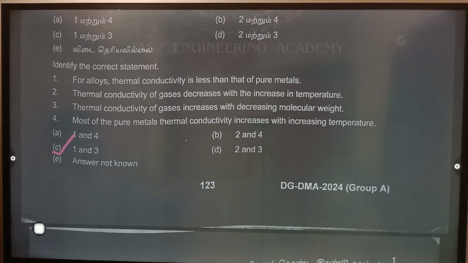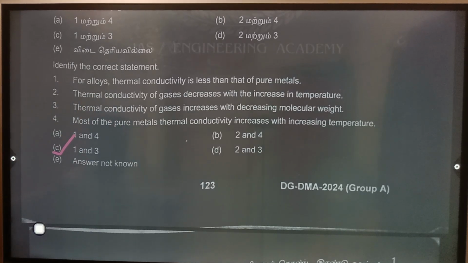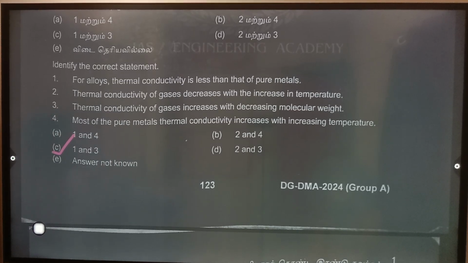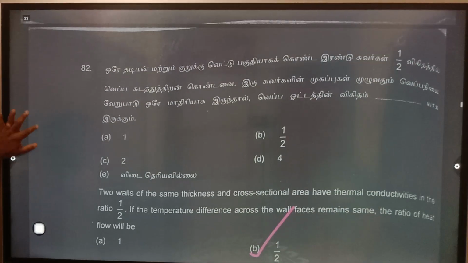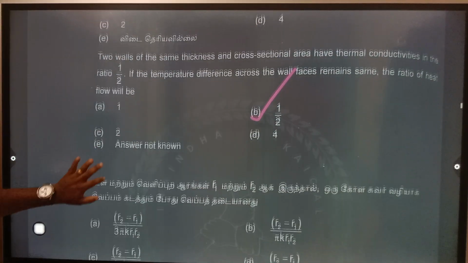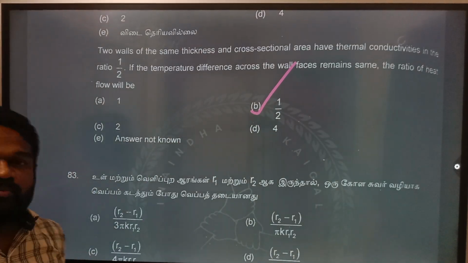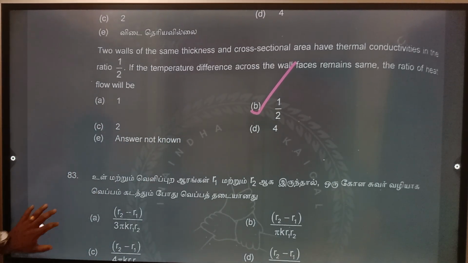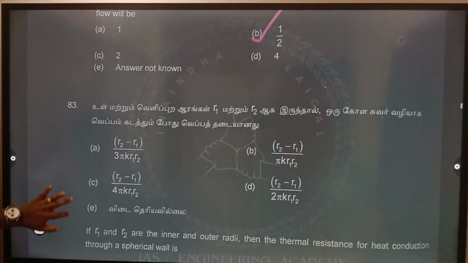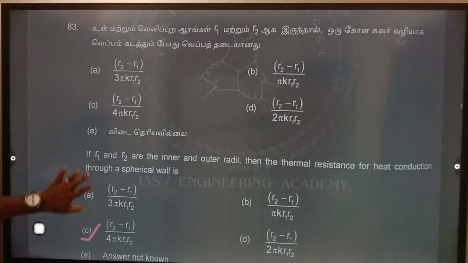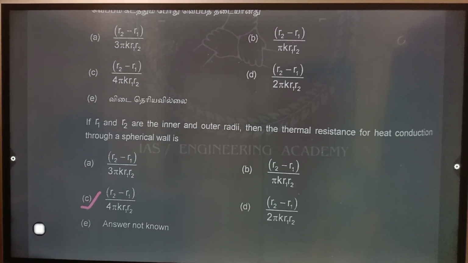81. Identify the correct statement. After reading out, you will get the correct statement as 1 and 3. Okay, C is the answer. 82. Two walls of the same thickness and cross-sectional area. Answer is 1/2. Box is the answer. 1/2. Then 83. If R1 and R2 are the inner and outer radii, heat conduction through a spherical wall. That is what they asked. R2 minus R1 by 4 pi k R1 R2. The answer. C is the answer.